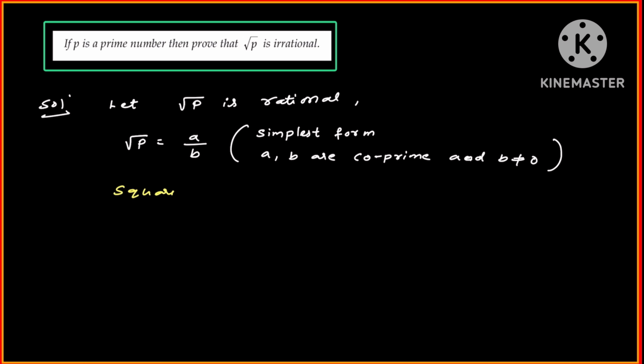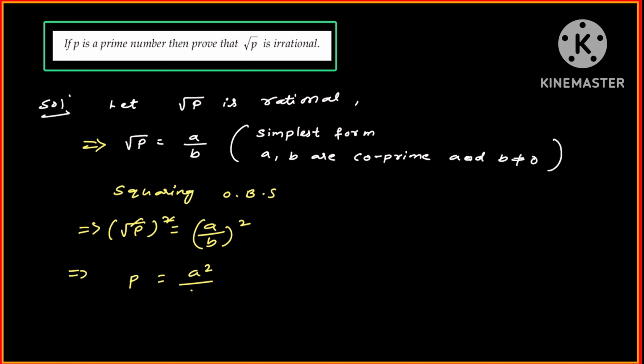Squaring on both sides, we get square root of p whole square is equal to a by b whole square. Square and root get cancelled, we get p equal to a square by b square. Next, I will cross multiply, taking b square to the other side, so I can rewrite it like this: b square is equal to a square by p.